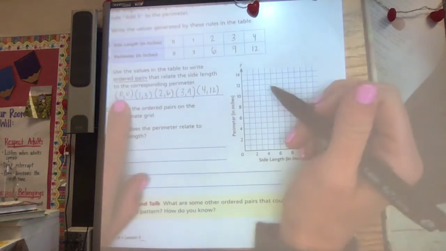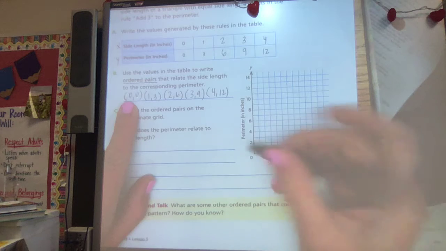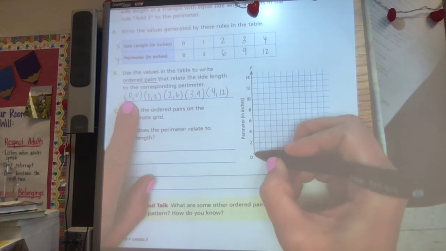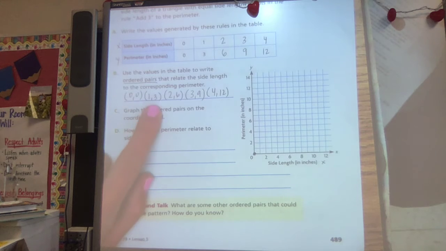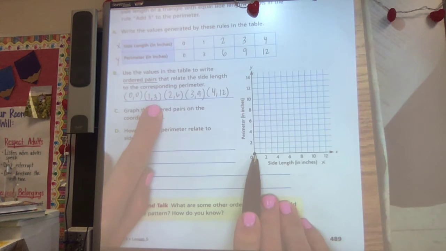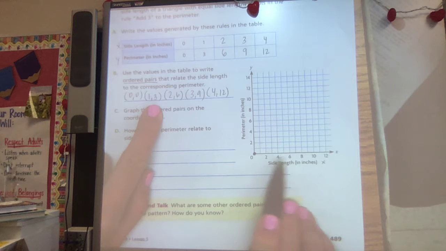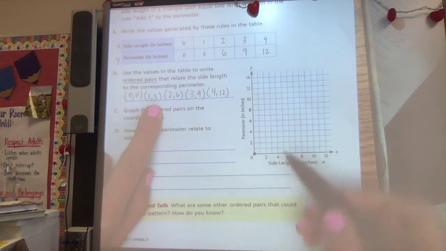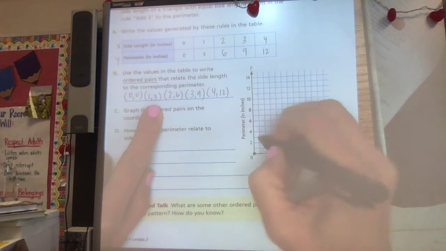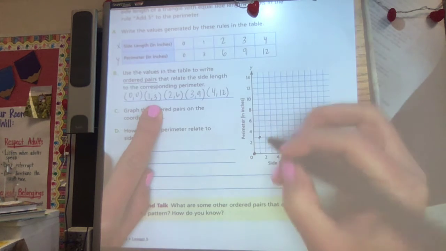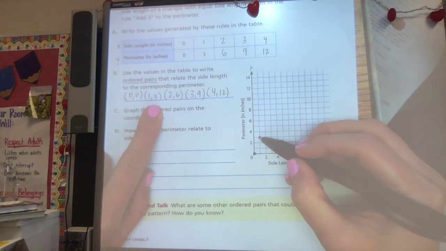So here's our first one, 0, 0. Origin, that means we go to the right 0, we go up 0. We are here. Next, 1, 3. Go to the right 1. See, I'm counting by 2's here, so I know this is 1. Go to the right 1, go up 3. 1, 2, 3. Make sure your dot is on the intersection of those lines.